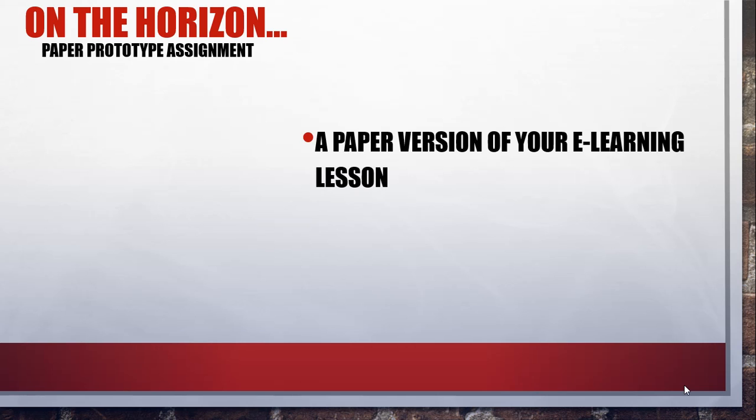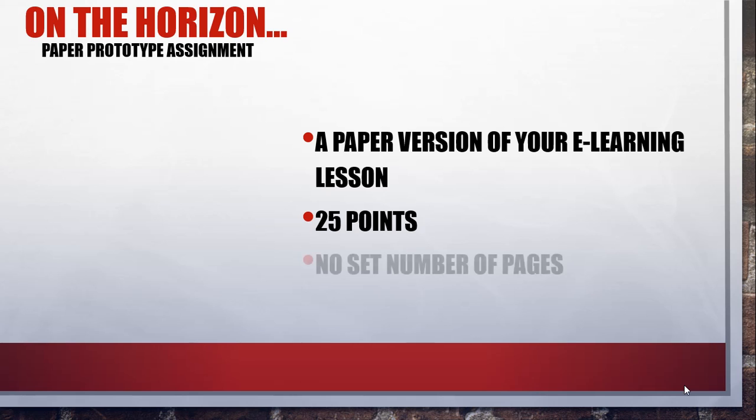On the horizon, we have the paper prototype assignment. And this is going to be a paper version of your e-learning lesson. Obviously, you'll all submit it as a digital document, but what we mean by this is that it's not your fully functional e-learning product. It's going to be a written version of it. And it's worth 25 points. There's no set number of pages. You use however many pages you need.